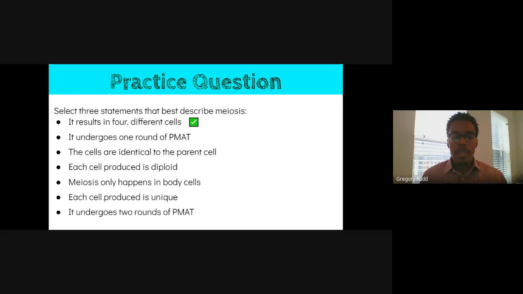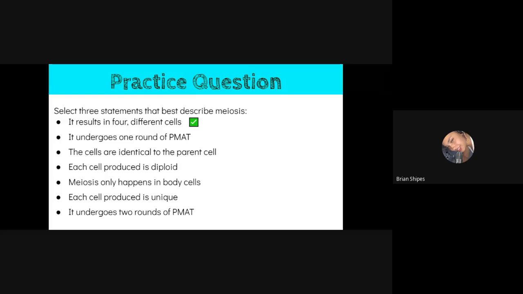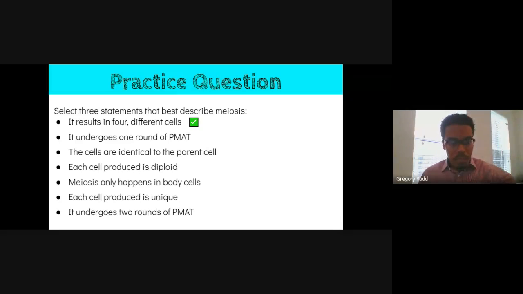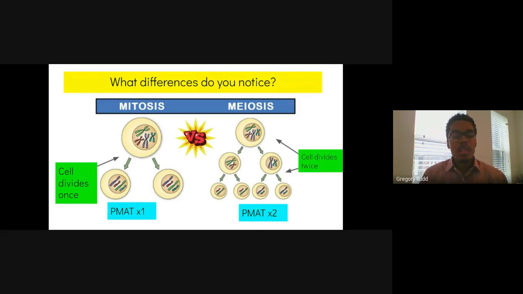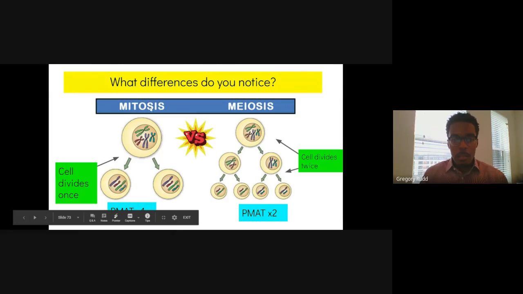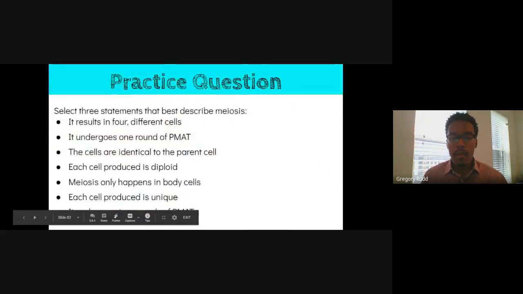They're different. Okay, this next statement says it undergoes one round of PMAT. Does that describe meiosis? Yeah. Okay, let's go back and look at this image here. In this case, we can see mitosis has only one round of prophase, metaphase, anaphase, and telophase, but meiosis has two rounds. So this statement does not describe meiosis.